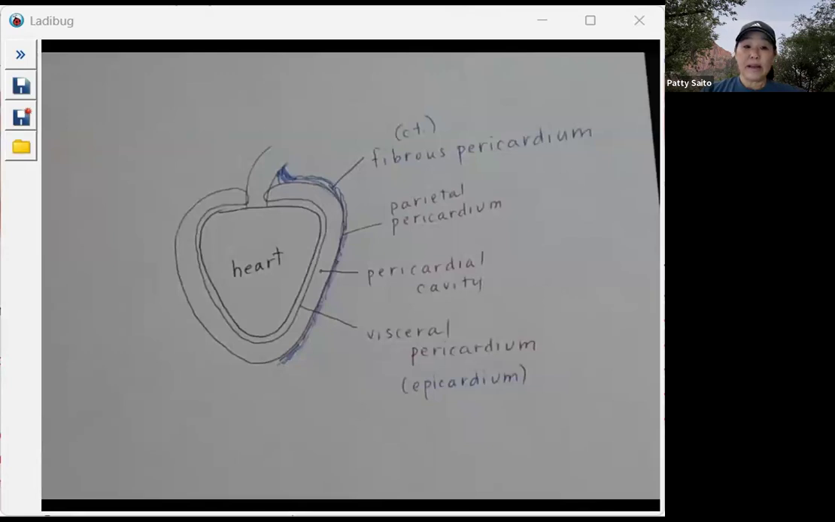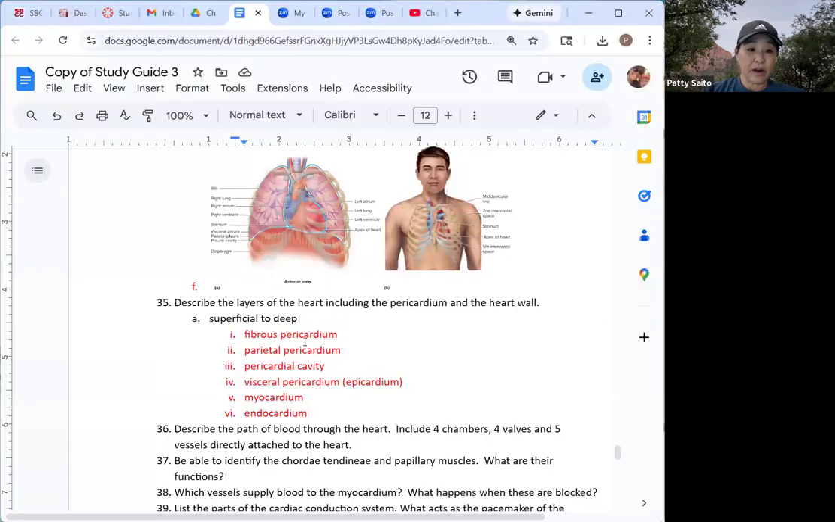All right, now hopefully that makes more sense. Fibrous pericardium, that's connective tissue. Parietal, that's the serous membrane that lines the cavity, and then the pericardial cavity, the visceral pericardium, sometimes called the epicardium. Then we get to the heart muscle itself, the myocardium, and then there's an inner lining of epithelium.